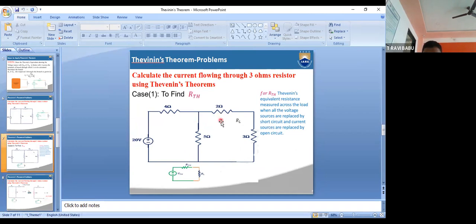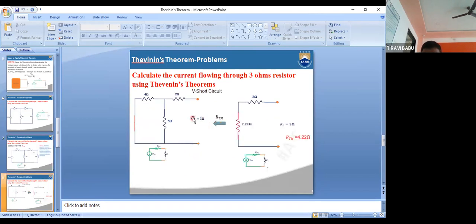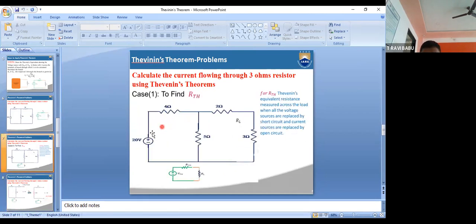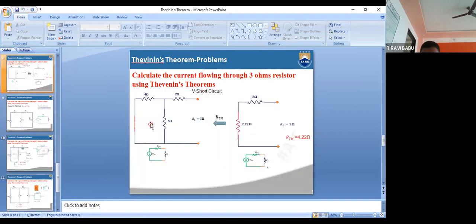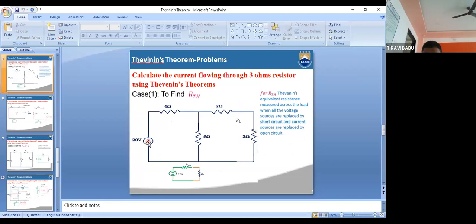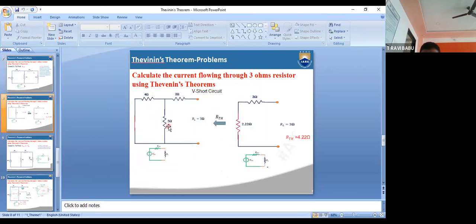If you are calculating the RTH, if any voltage source is there, the voltage sources will be short circuit. So this one is going to be short circuited. So first remove this one. After that, by seeing in this way, you have to calculate the RTH value.